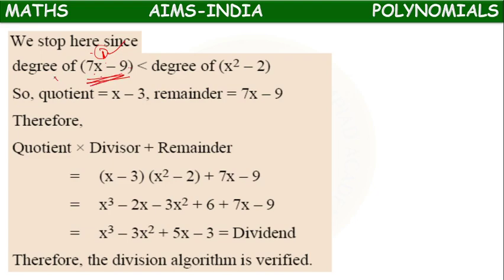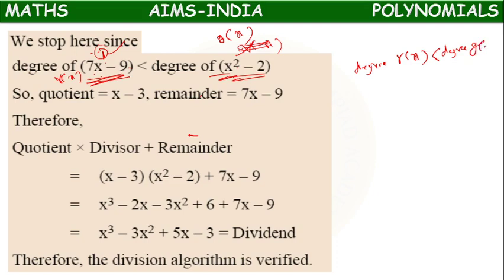For the remainder r of x, the degree is 1, but for the divisor g of x, the degree is 2, the highest power is 2. In the remainder, the degree is 1. In the divisor, the degree is 2. This means the degree of r of x is less than the degree of g of x.